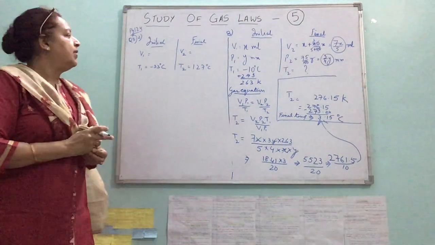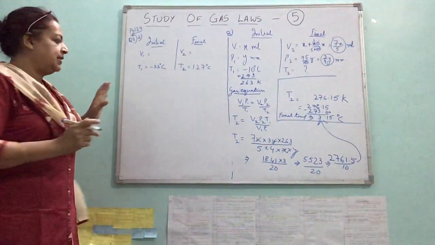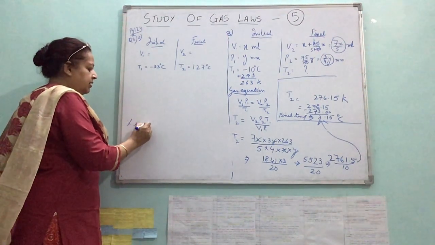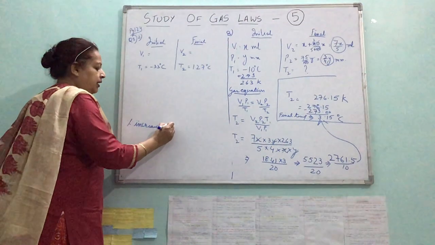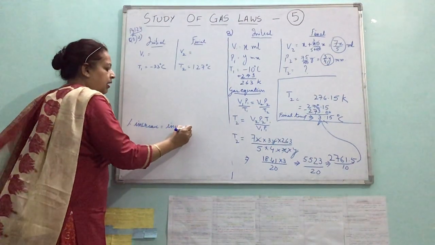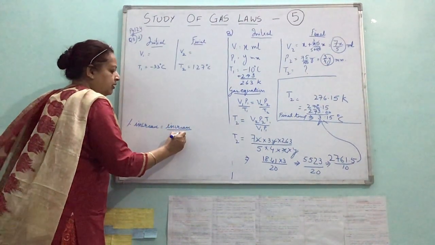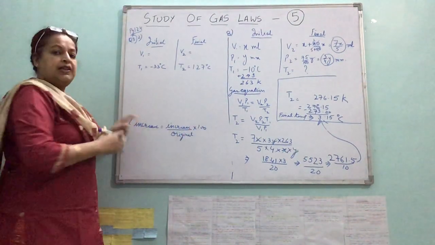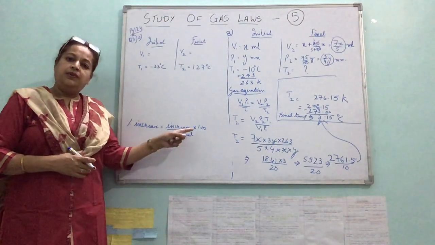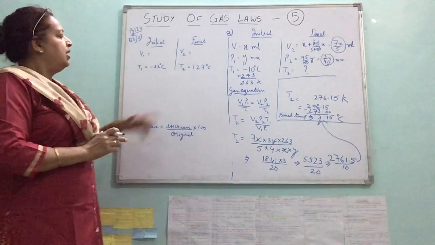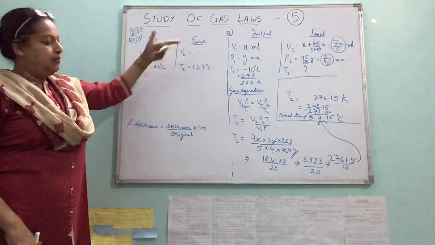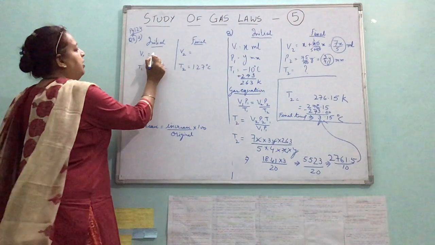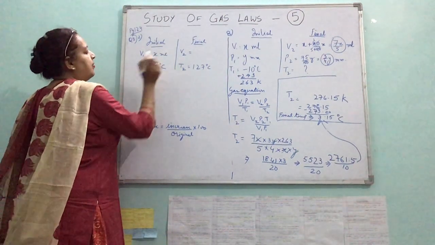Percentage increase. Well, you have done it in mathematics. I'll write it here. Percentage increase means increase upon original into 100. It will give you how much the increase is compared to the original, into 100, which gives the percentage increase. So that means I need to find V2, and V1 is not given, so let's assume that V1 is X milliliters.